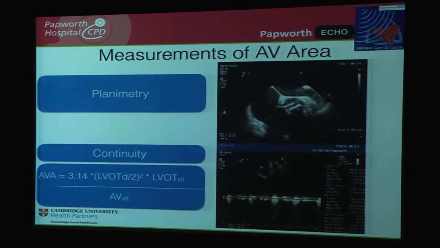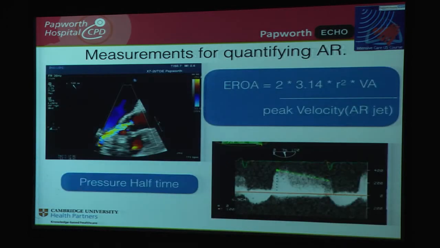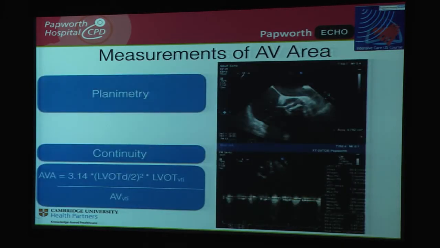Okay? What do we measure once we get the pictures? Okay, you could measure planimetry of the aortic valve opening. It's very, very unreliable. You don't know if you're cutting the valve appropriately, and you don't know if you're drawing the circle appropriately as well. So I wouldn't recommend it.